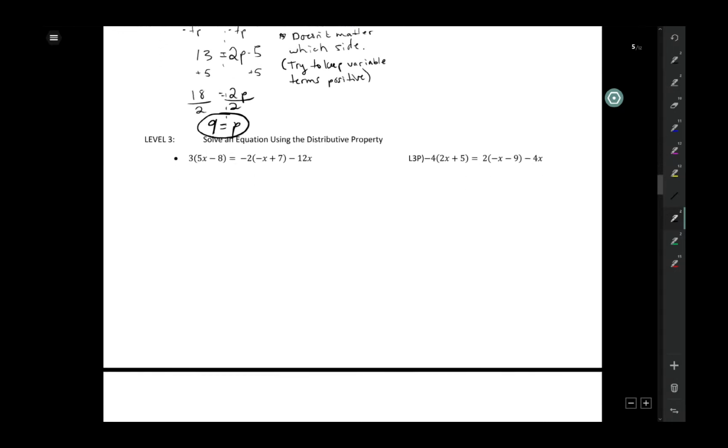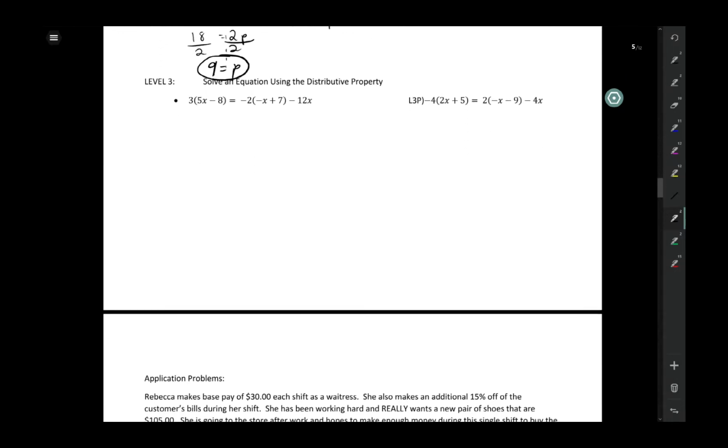Level 3. Solve an equation using the distributive property. Now we're starting to shake and bake. Well, we already did a little bit of the distributive property in level 1. And just be careful. Distribute everything. Don't under distribute.